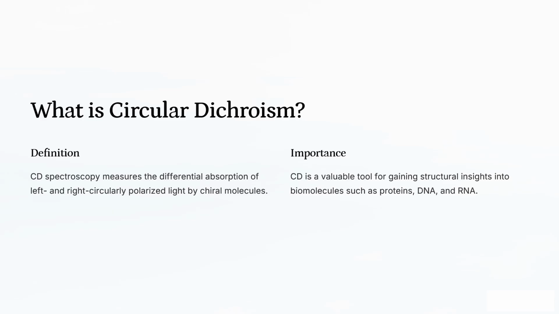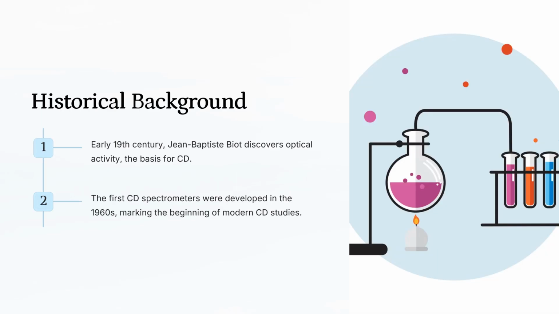Now we can see a few new words pop up here, such as what is polarized light, what is circularly and left circularly polarized light, what is chiral molecules, what is differential absorption. We'll have a look at it in the next slides.